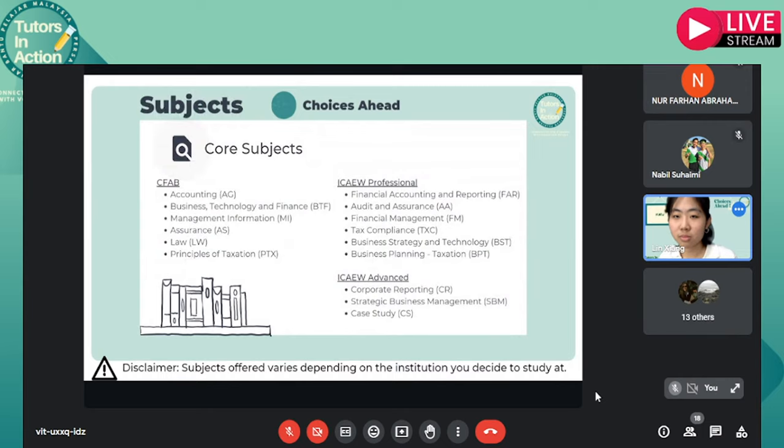So these are the subjects that you would be doing. For CFAP, there are 6 modules, then professional also 6 modules, and then in advanced level, you have 3 more modules left. So in total, you would have 15 papers to pass. You might ask, why do accountants need to study law as well? I would say that if you are a practicing accountant and you don't know about the law, it's like getting to drive but not knowing the traffic rules. So you get to study a lot of different subjects as well, as you can see. You have tax, financial management and stuff. So next slide.